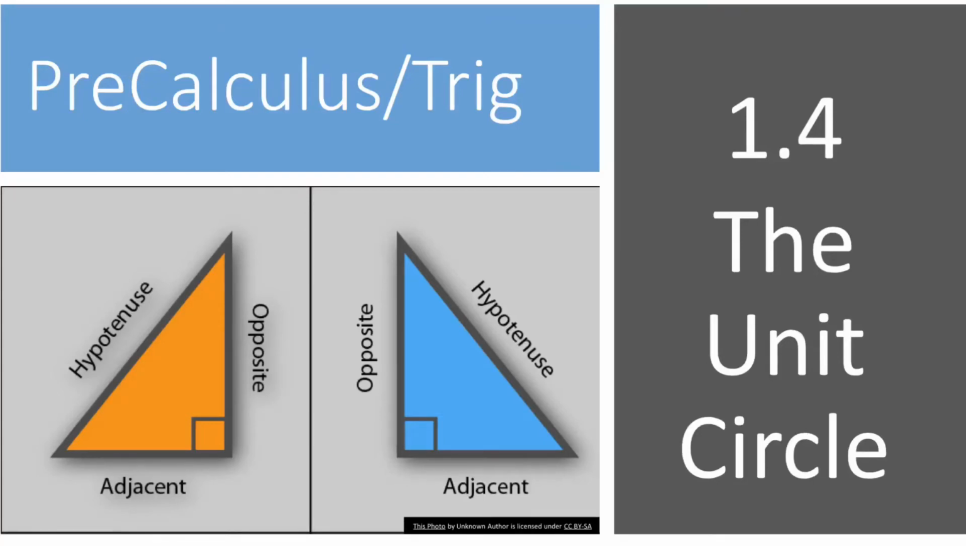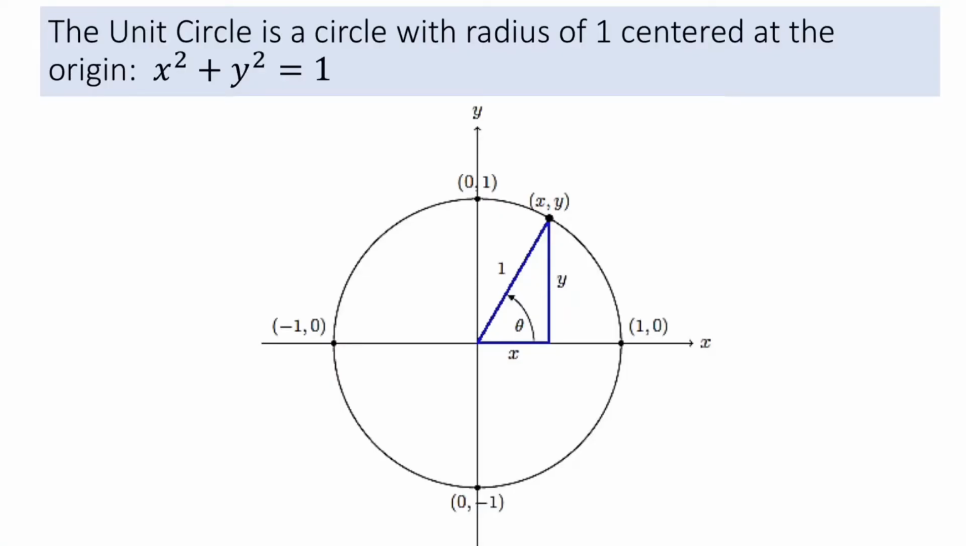Welcome to Pre-Calculus Trig, section 1.4 on the unit circle. The unit circle is a circle with a radius of 1 that is centered at the origin. So the unit means 1. That's why we call it the unit circle, because the radius is 1.